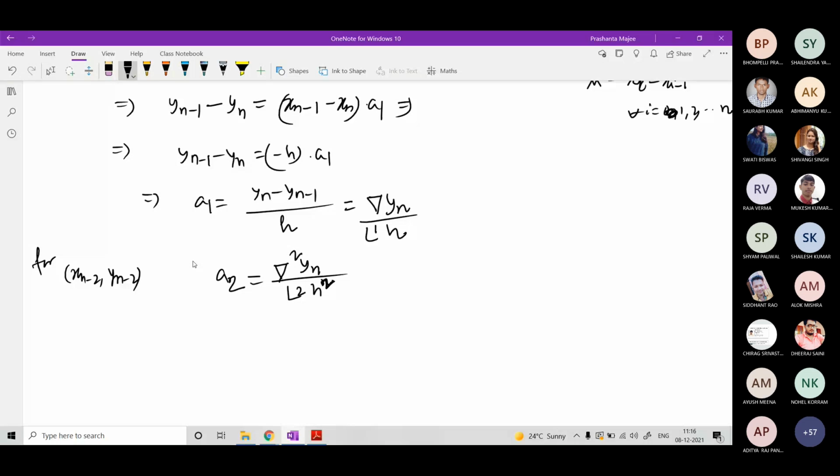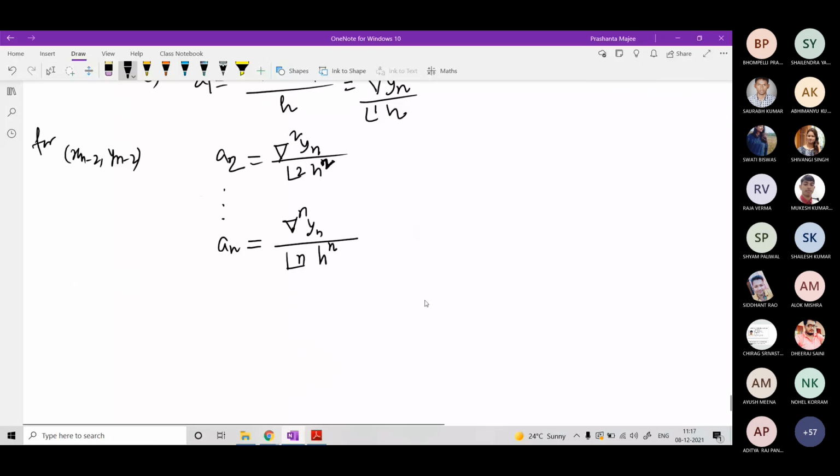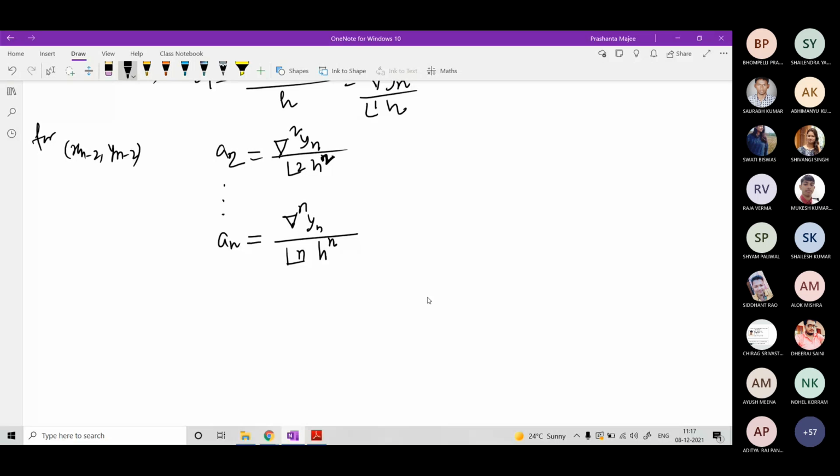So what will be the coefficient in backward difference formula? Nabla power n yn by factorial n h power n. So once you know all these constants, you will be able to write down the polynomial in backward difference formula.